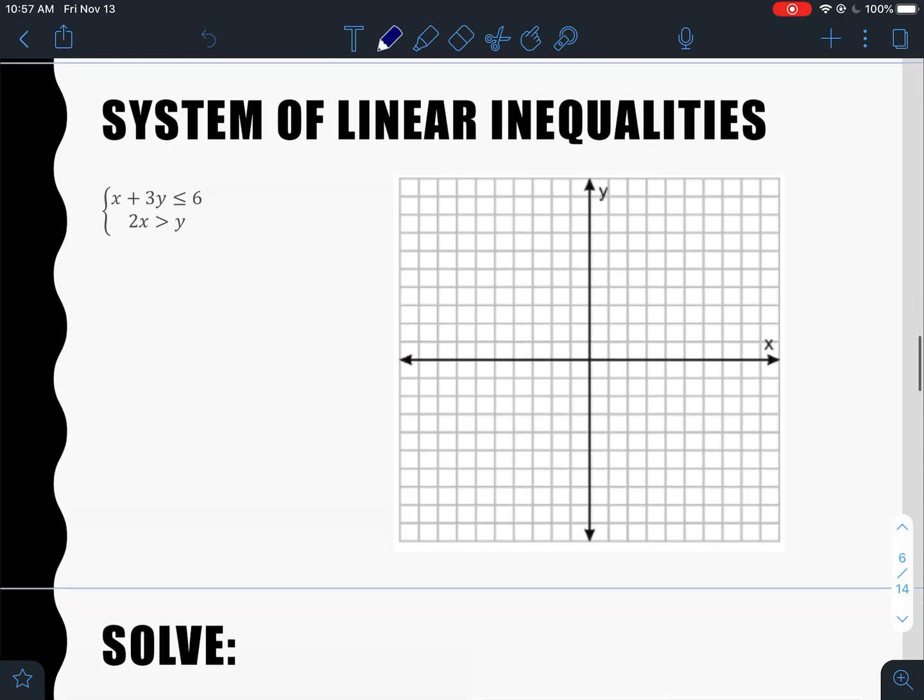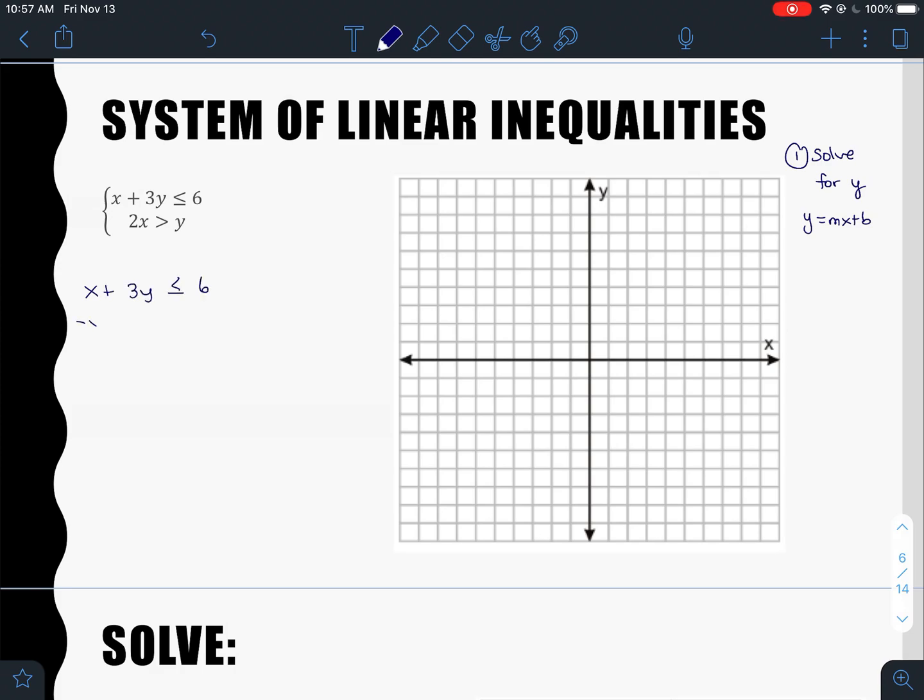So here is a system of linear inequalities. So we have x plus 3y is less than or equal to 6, and 2x is greater than y. So your first step is you want to solve for y so you can graph them, because you want to be able to graph y equals mx plus b. So let's look at that first one. x plus 3y is less than or equal to 6.